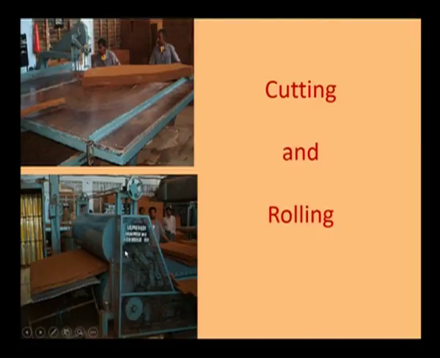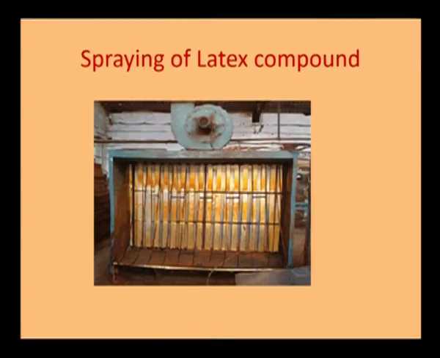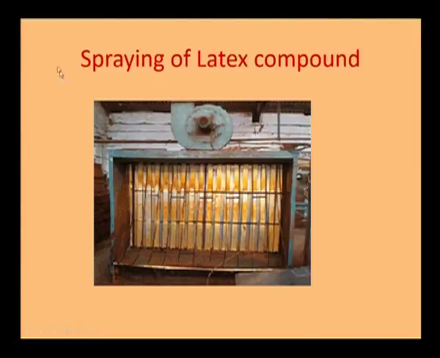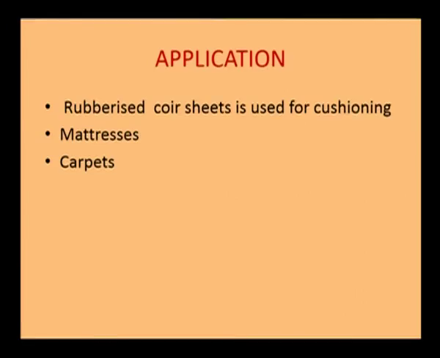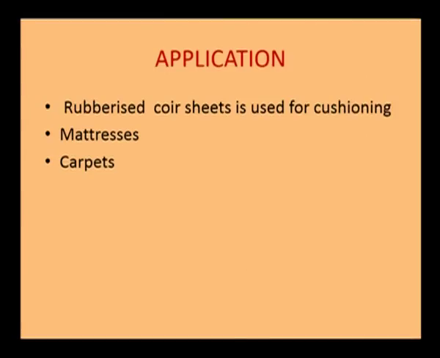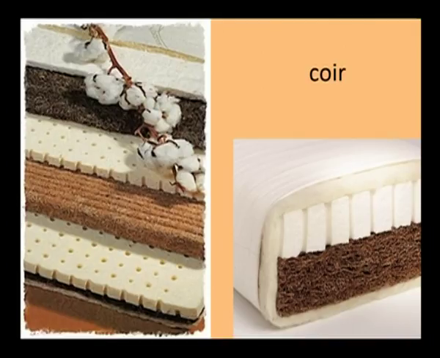It is not handmade, everything is done in machines. Then when the sheet is made, now it's the time to spray the latex compound over the sheets in all directions. After spraying, now it is the time to press on a hydraulic press. Then application. Latex coated coir is used in making cushions, mattresses, carpets.